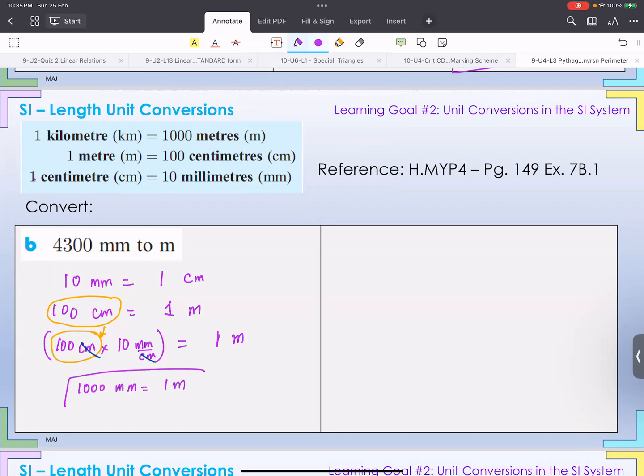Now that we have this conversion, we can set up the equation. 1,000 millimeters is 1 meter. Line up the units, and 4,300 millimeters is how many meters?